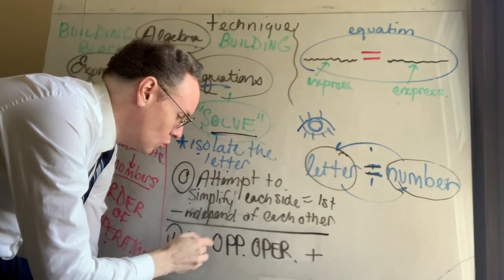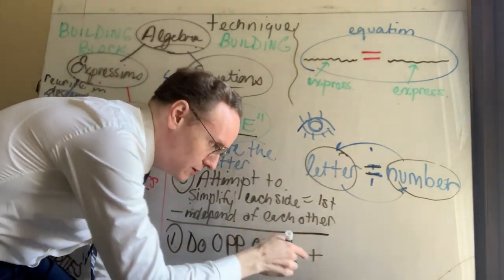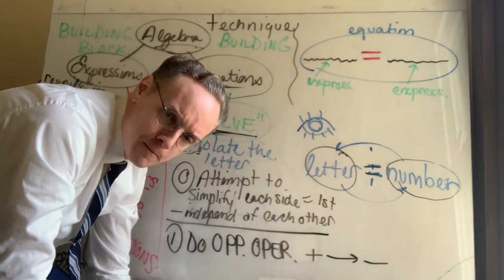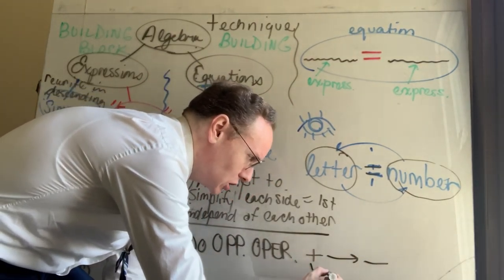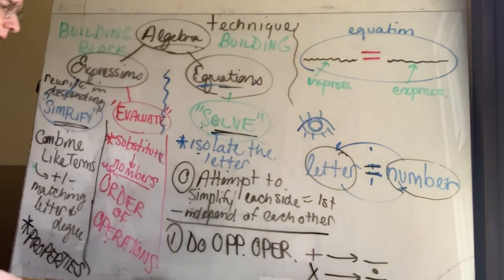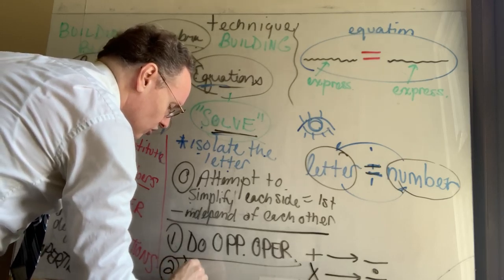Anyhow, you do opposite operations when you're solving an equation, which means if you see a plus, if you want to justify moving something, you subtract. If you see a multiplication, you do the opposite of multiplication, which is division. And then to make it legal, you do it to both sides.